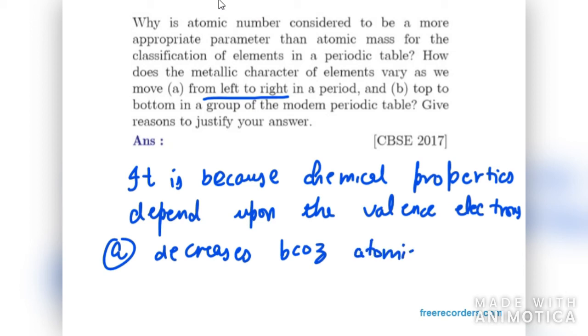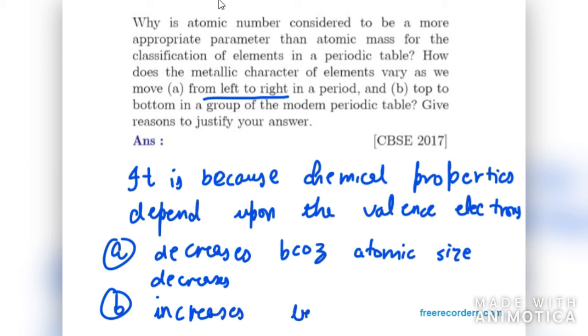Now B part, it says top to bottom in a group of the modern periodic table. So when we move from top to down, the metallic character increases. Why? Because atomic size increases, due to which effective nuclear charge here decreases. So you can write that metallic character increases because atomic size increases.